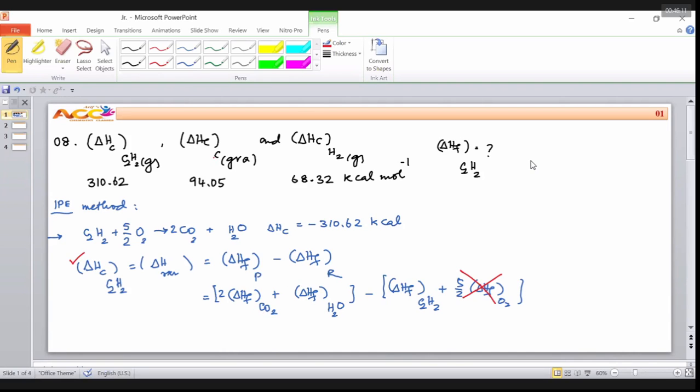Now listen carefully. Enthalpy of combustion of carbon is nothing but enthalpy of formation of carbon dioxide.